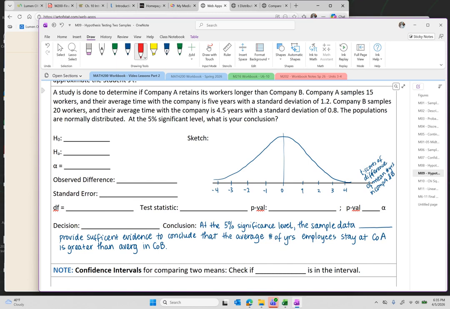So remember to clearly mark your population. We will call population 1 Company A workers, and we will call population 2 Company B workers. The null hypothesis is always that there is no difference between the two populations. So the mean time that employees stay with Company A minus the mean time that employees stay with Company B is equal to 0. This is the same as saying that the mean in Company A equals the mean in Company B.